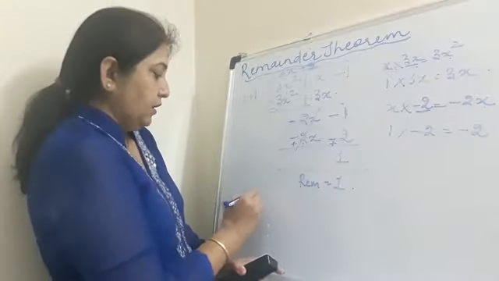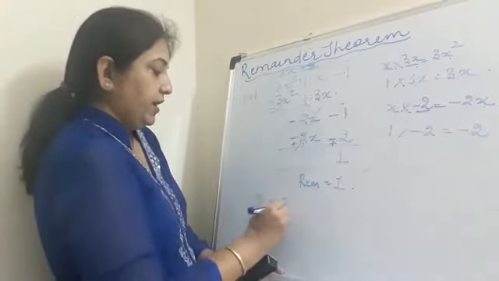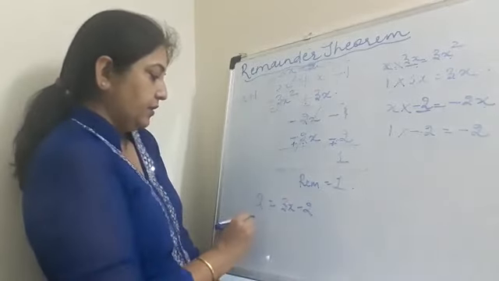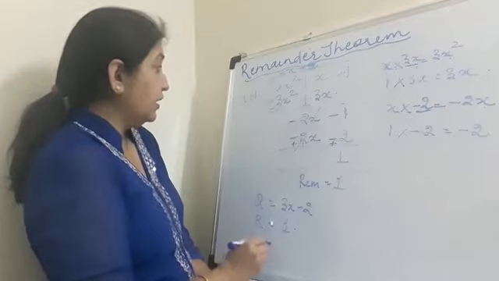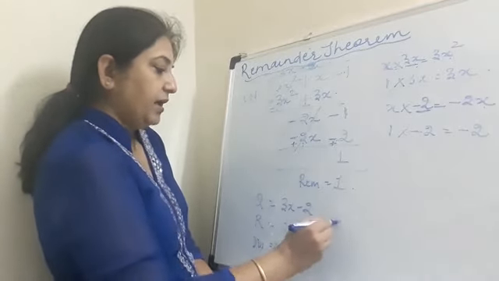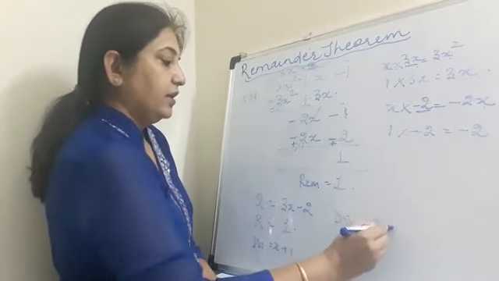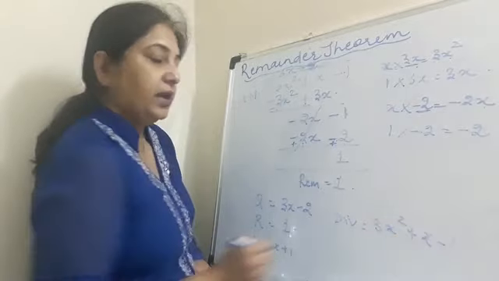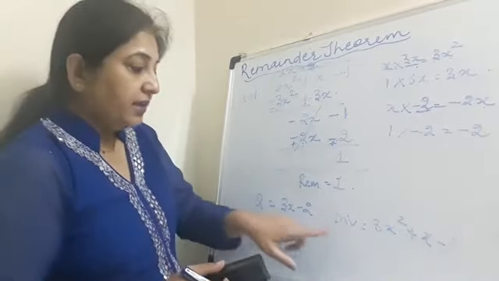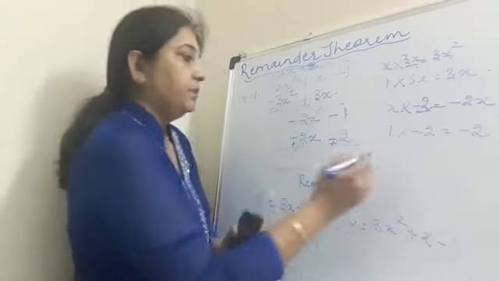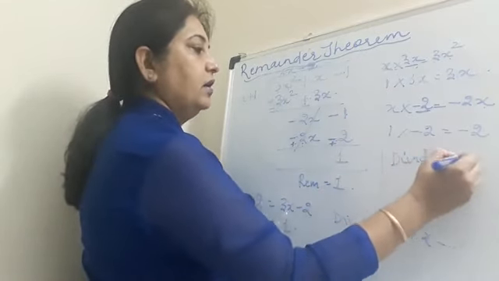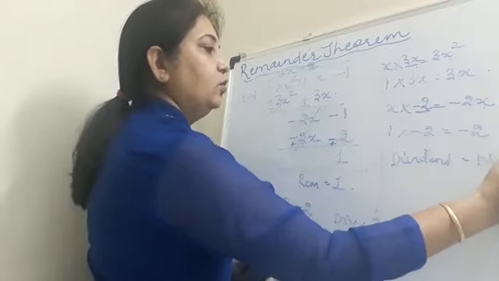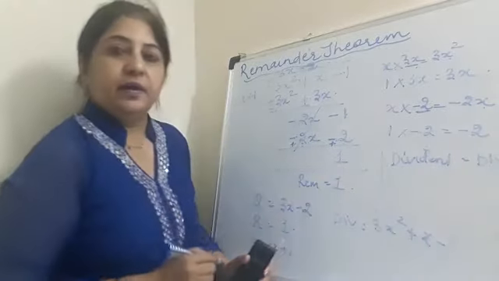So therefore quotient is equal to 3x minus 2 and remainder is equal to 1. Divisor is equal to x plus 1 and dividend is equal to 3x square plus x minus 1. Now we can verify this answer by the formula: dividend is equal to divisor into quotient plus remainder.